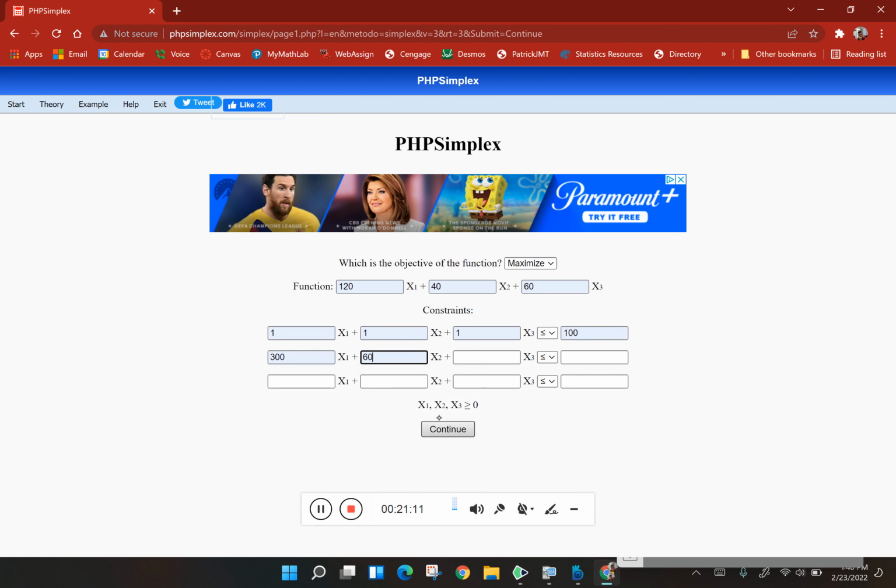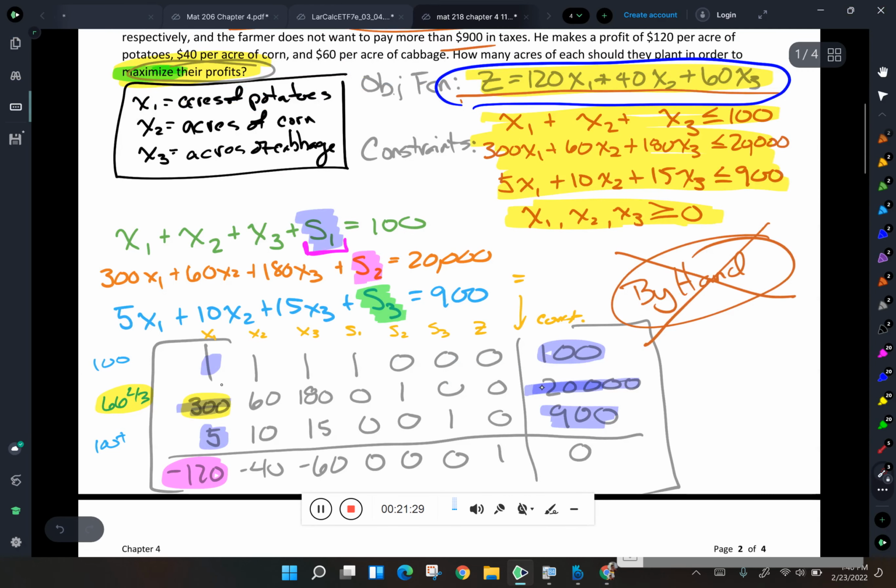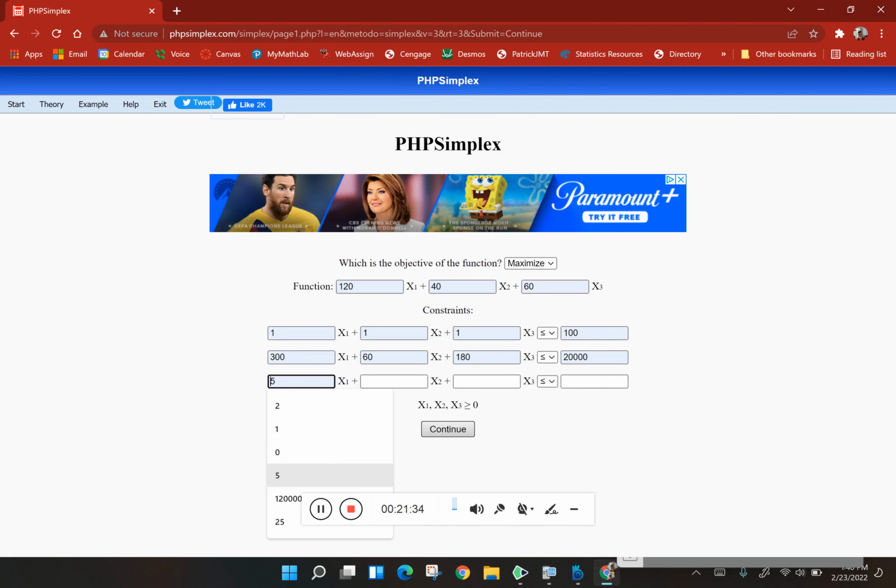300, 60, 180, 20,000. Now you may notice that there are drop-down menus right here where we could change from the less than or equal to a greater than or an equal sign, which means that there are techniques built in for doing other than the standard maximization problem. Back to here, the third inequality was 5, 10, 15, 900. 5, 10, 15, less than or equal to 900. And then I'll click continue.